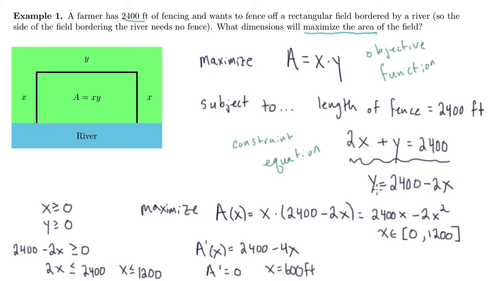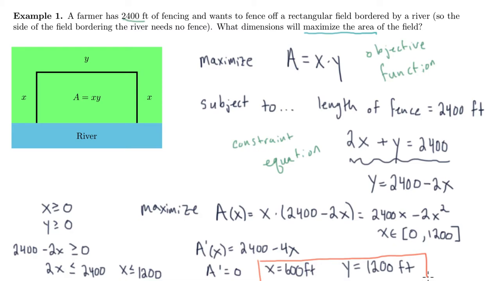And then what about y? Well, y will be 2400 minus 2 times 600, which is 1200 feet. So these are the dimensions that will maximize the area of my field.